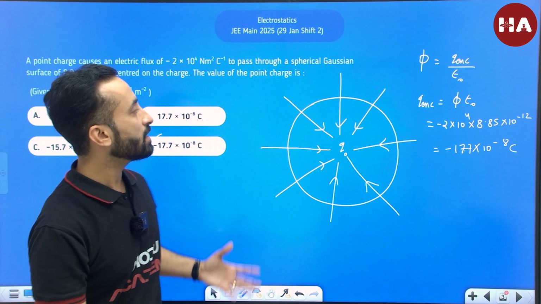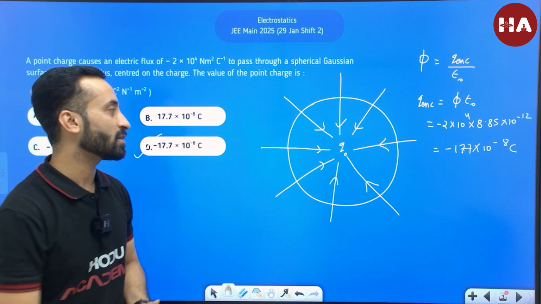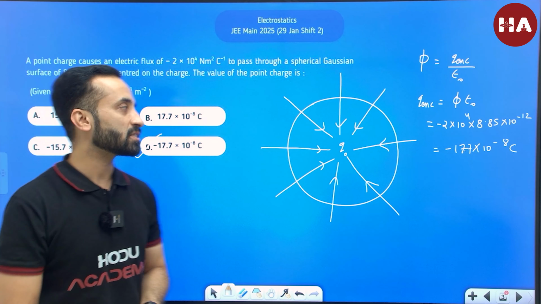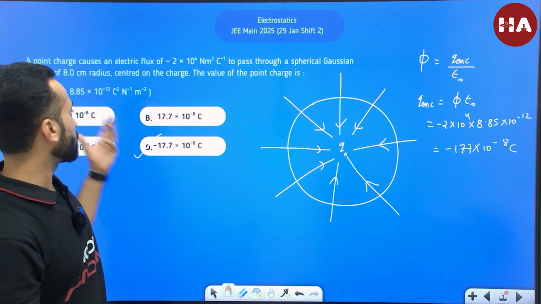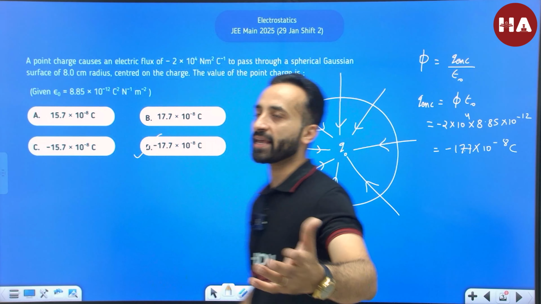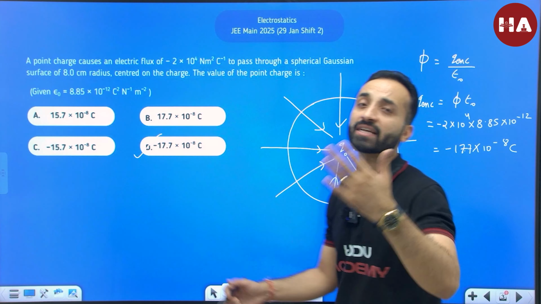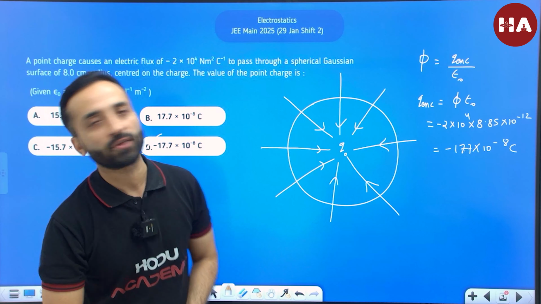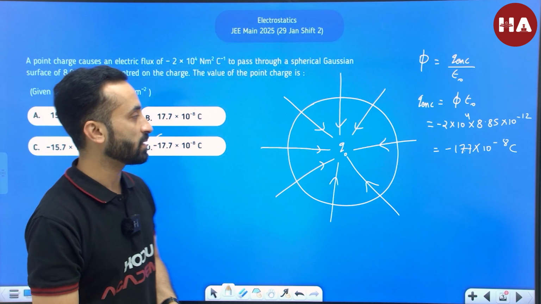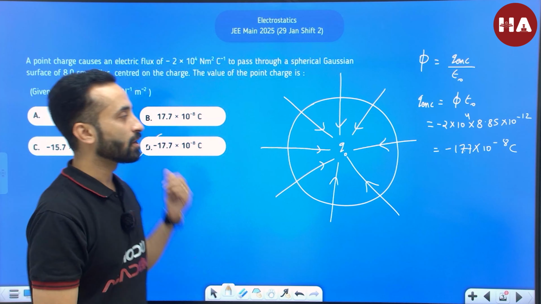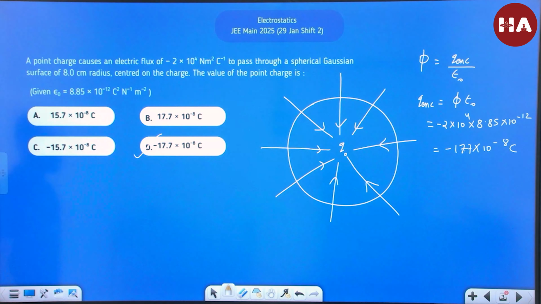So easy, right? You just had to use Gauss theorem that flux is equal to the charge enclosed divided by epsilon naught, and we obviously would have rejected options A and B because there the charges are given as positive, which is not true. If the flux is negative, the charge also needs to be negative, right students? Copy this down, then we move forward.